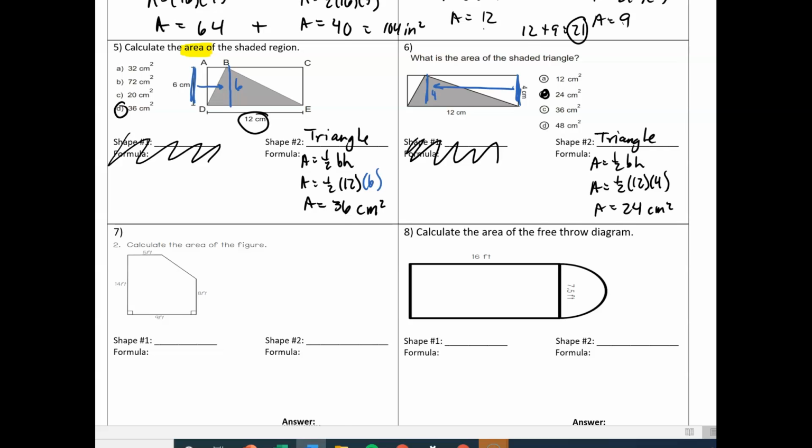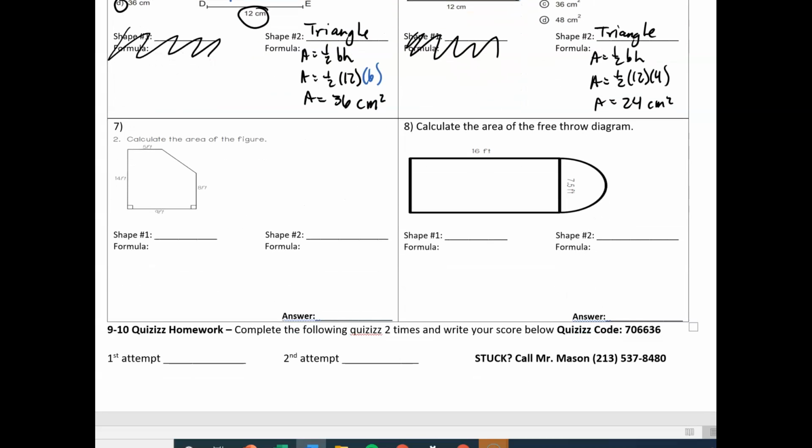All right. So problem 7 and problem 8 are a little bit challenging. What I'd like you to do is try and kind of figure them out on your own. I'm going to go ahead and give you some tough tasks here. But problem 7, you're dealing with a trapezoid and a rectangle.